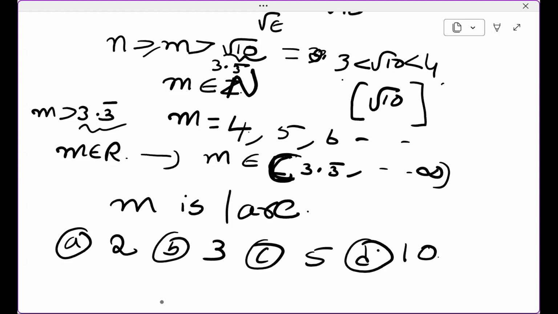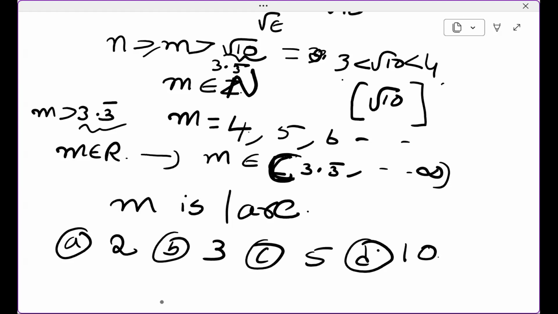Because if I take M greater than 4, any number it can be. If it is 4, that is also greater than root 10; 5 is also greater than root 10, 6 is also greater than root 10. Anything. So what are the values M can take? 4, 5, 6 and so on. It is not unique. There are many values, infinitely many M exist. How many M exist? Infinitely.